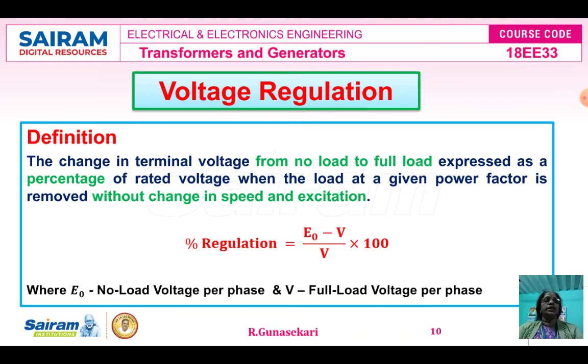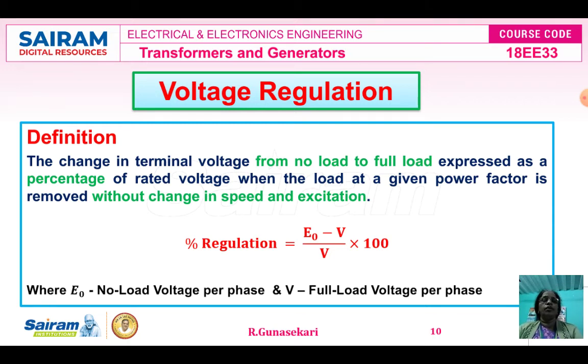The voltage regulation of a synchronous generator is defined as the rise in voltage when the load is reduced from full load to no load, keeping the field excitation, that is the field current, and the speed constant, that is, without change in speed and field excitation.